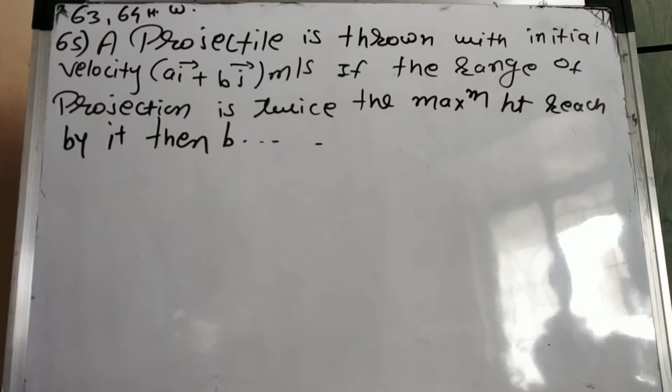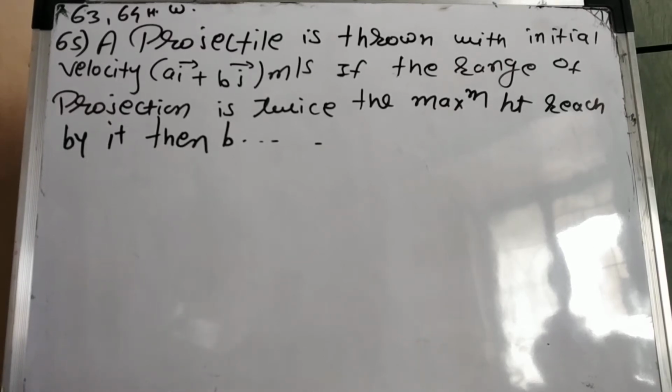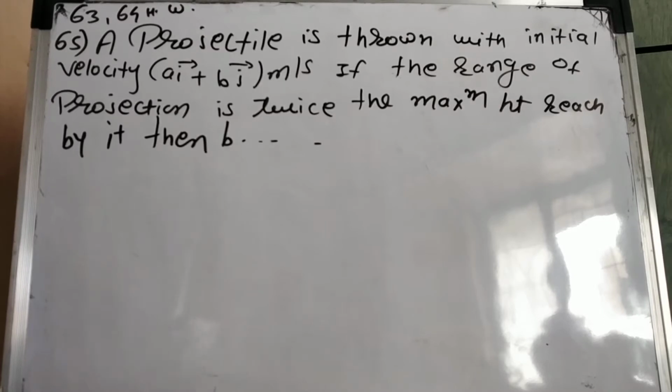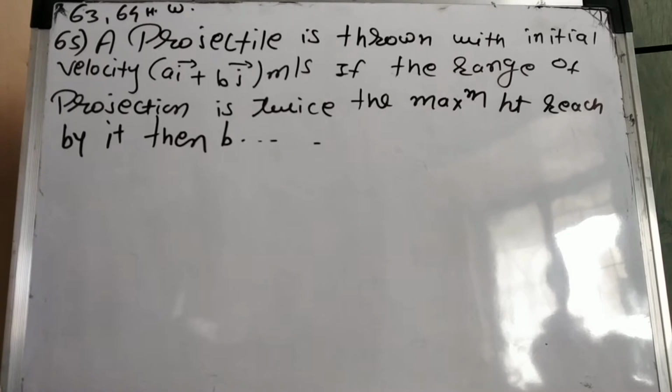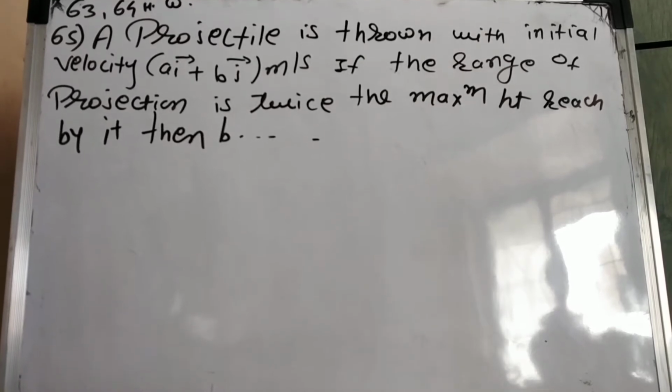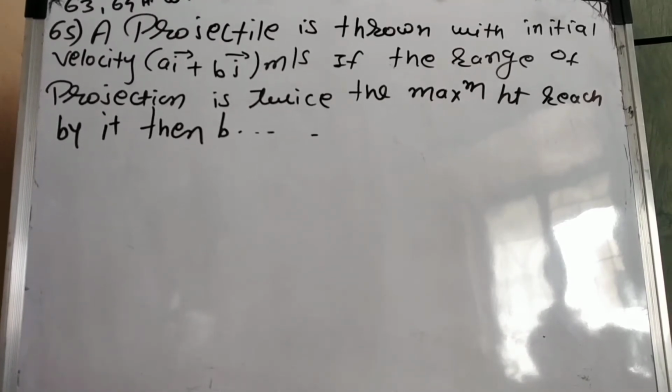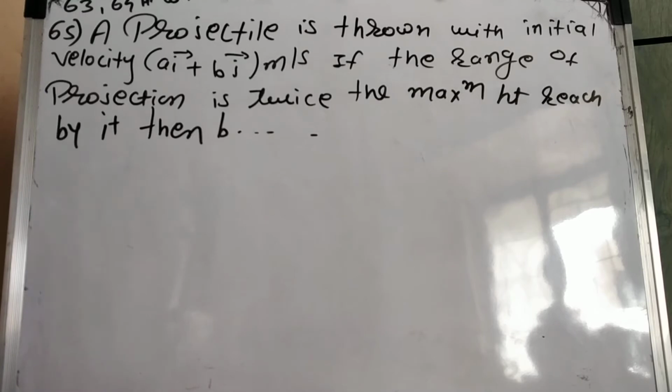Okay, continue with the same unit, description of motion in 2 and 3 dimensions. In that, questions number 63 and 64, take it as homework. Next, question number 65. A projectile is thrown with initial velocity a i plus b j meter per second.